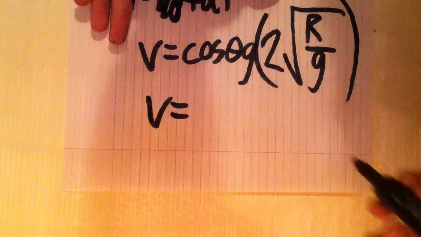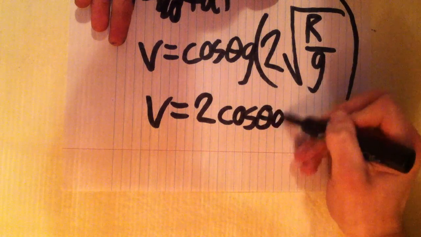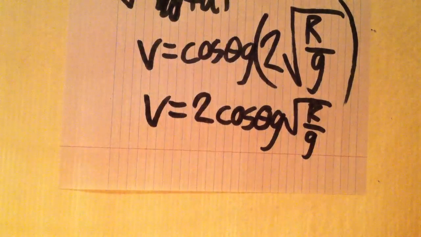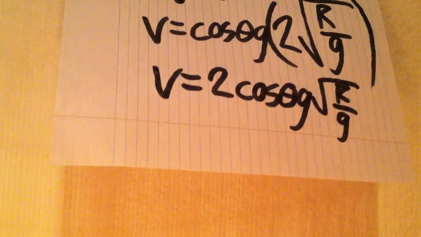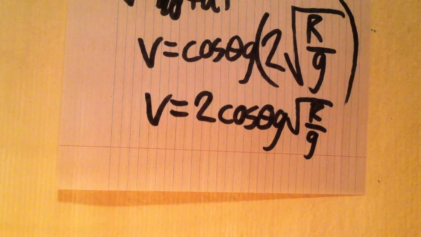Anyways, so that's your time figure. And then you do a bit of algebraic manipulation, and you're going to get that the velocity is equal to 2 cosine theta g times square root of r over g. Yeah, that's right. It should be right. Alright, that's it.